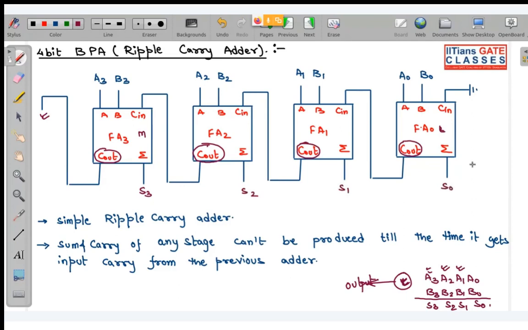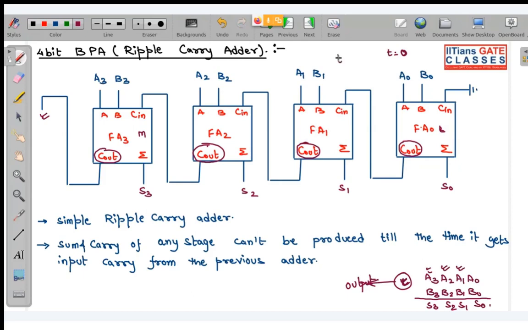Now, what I said is that if this is an ideal full adder, there will not be any propagation delay, and the moment you apply all the inputs, you will get the output. But this is not the actual case. We have a finite propagation delay in all the full adders. Suppose all the inputs A3, A2, A1, A0, B3, B2, B1, B0 are applied at t equal to 0. After some finite time, this Cout will be generated and supplied to the subsequent full adder.